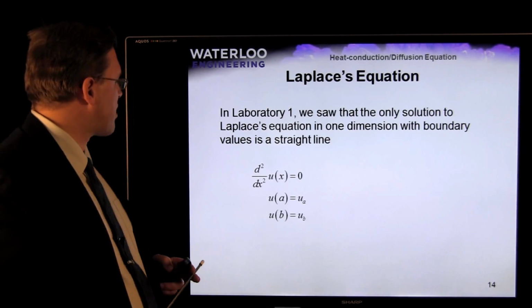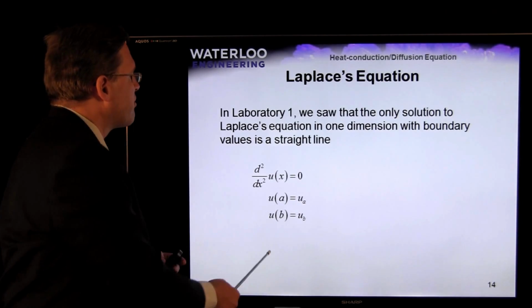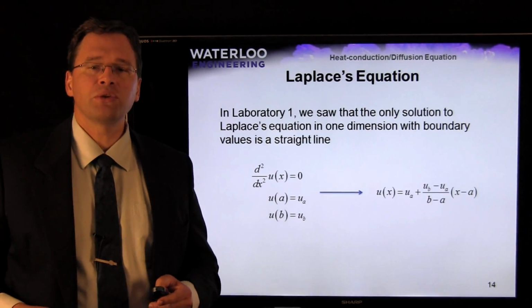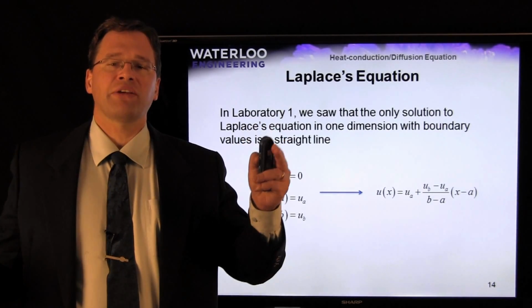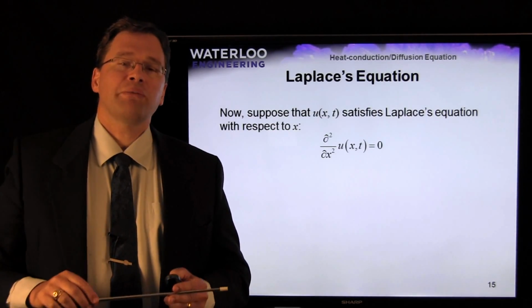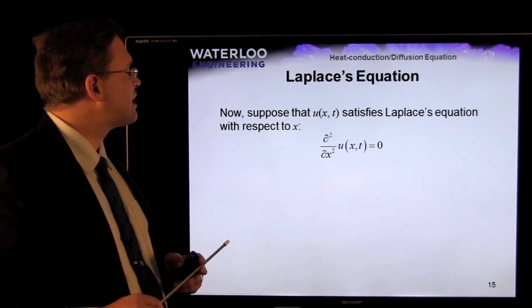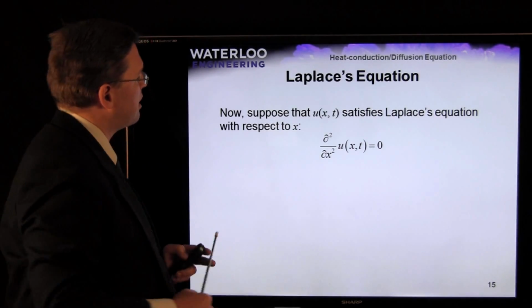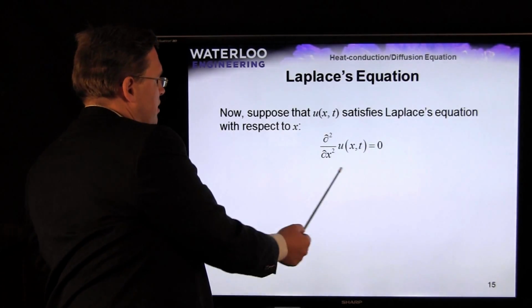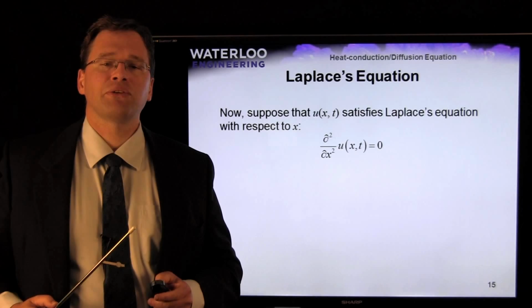Now in Lab 1 we saw that given Laplace's equation in one dimension and two boundary values, there is only one solution, and that is a straight line that connects the two boundary values. Now suppose that we have a function u that depends both on space and time, which satisfies Laplace's equation at some time t. So at some time t, the concavity of the function along the entire interval is 0.